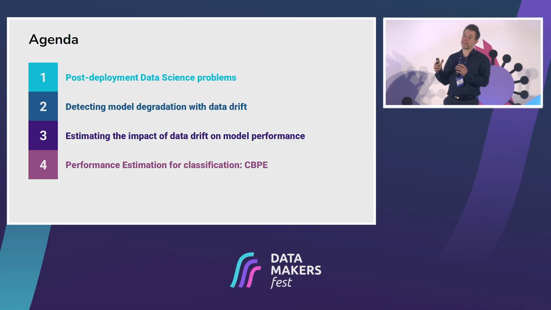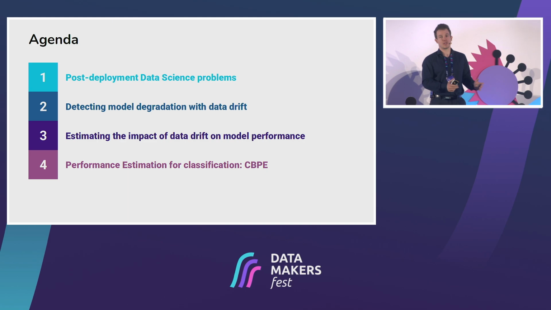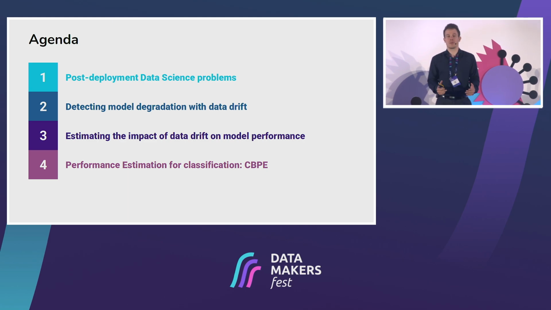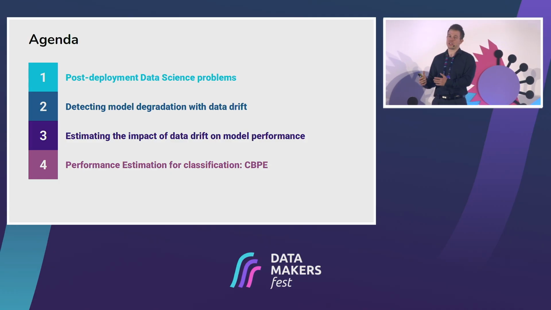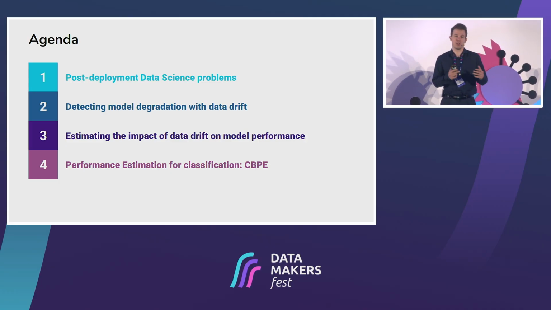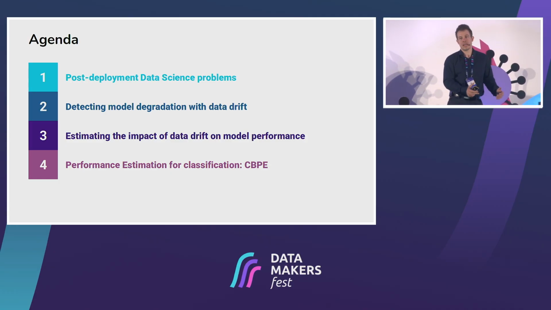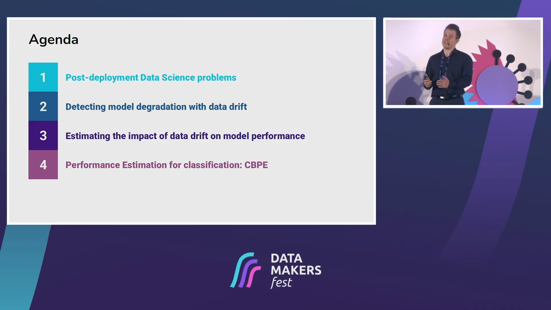Then we're going to talk about the simplest way to actually address those problems, which is detecting the model degradation with data-driven detection techniques. So we're going to look at what are the potential signals that we can get about the change in the model input distribution. And we're going to also realize that these actually, unfortunately, don't solve the problem.